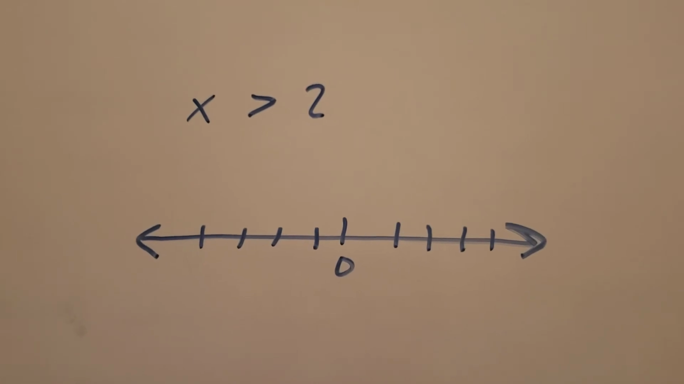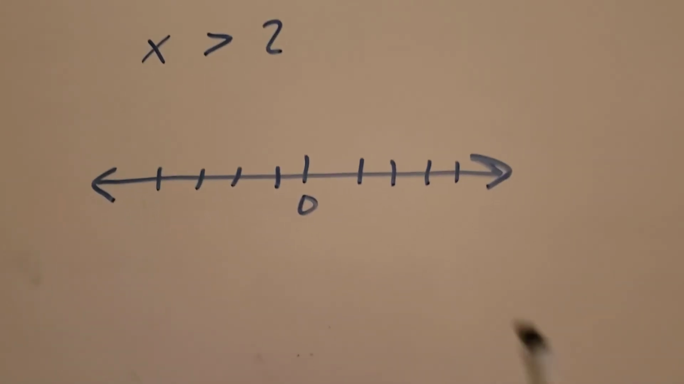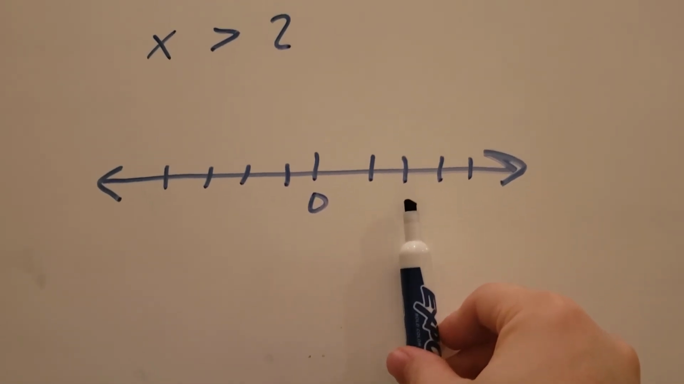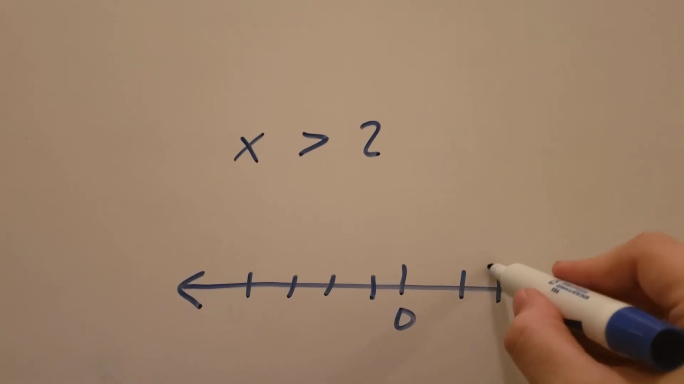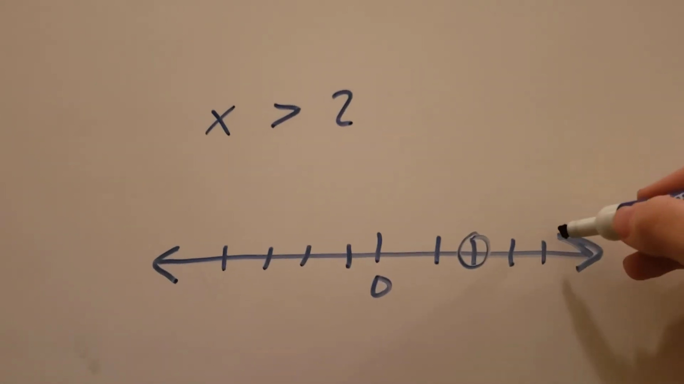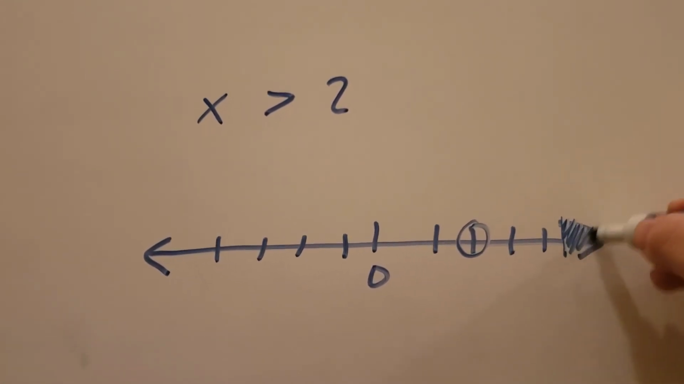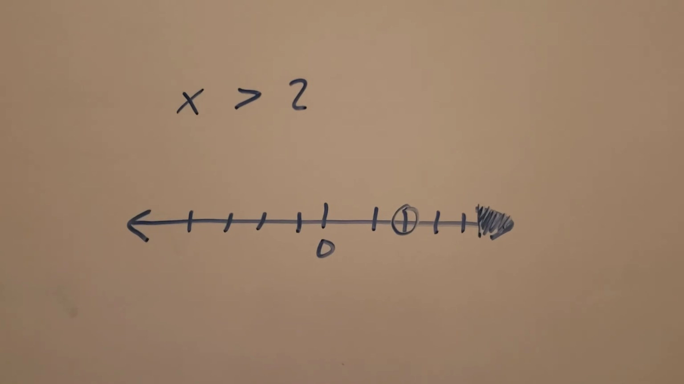So we've got x is greater than 2. So the first thing we need to do is find 2 on our number line, which is right here. And because it's just a greater than symbol, not greater than or equal to, we've got a circle there. And it says it's greater than 2, so that means we're going to be filling in on the greater than side. And that's our number line for that inequality.